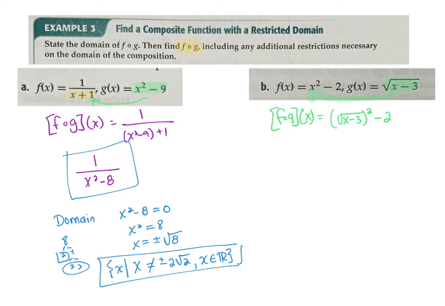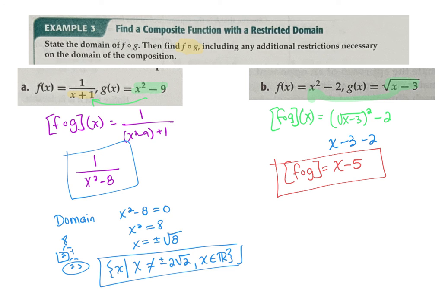Okay? What happens when you square a square root? It just is what's inside, x minus 3 minus 2. And so this is going to just be x minus 5. So my composite here is x minus 5. That is what I want you to take the restrictions on. Are there any restrictions on x minus 5?